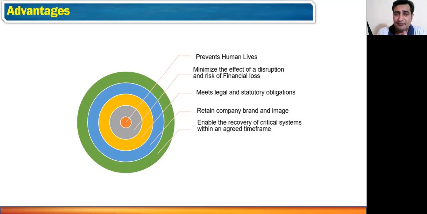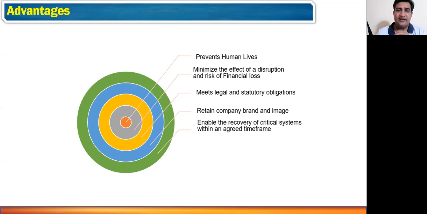Then, minimize the effect of a disruption and the risk of financial loss. For example, during the COVID situation, those companies who already had remote access mechanisms and whose people were already working from home found it easier than those companies who never thought about it. Those companies who were very proactive immediately responded to the situation, and because of that new clients came to them, right? Because a client needs some kind of trust. They saw that these companies quickly responded to the situation, so they gained more profits out of it.